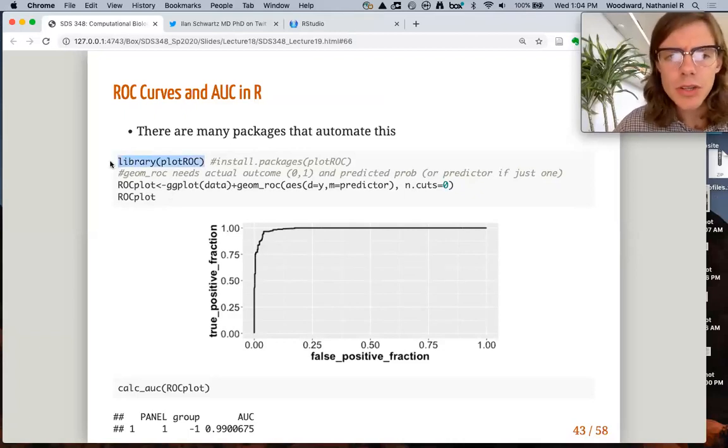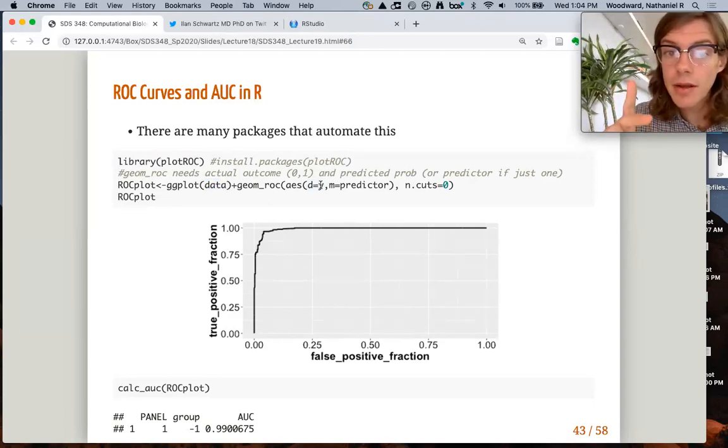You might go ahead and install this package. It's a handy one. So plot ROC, it just plots the ROC curve. It gives you access to this new ggplot geom called geom ROC. So you can say, hey, ggplot, I'll give it my data set, and then geom ROC, it wants the first thing to be the true outcome. So malignant or benign, right?